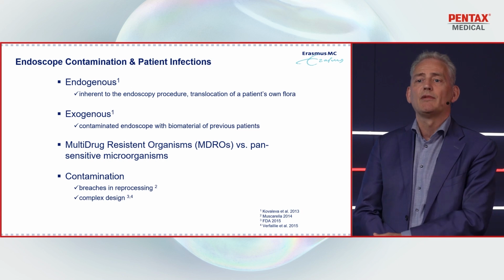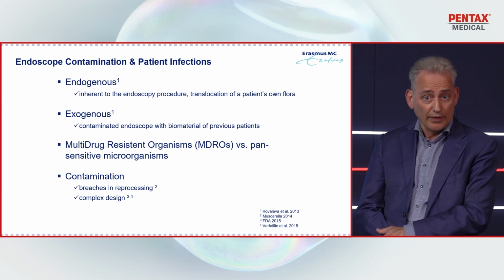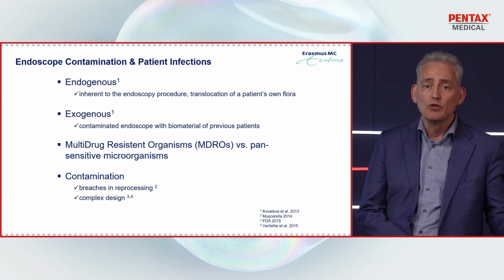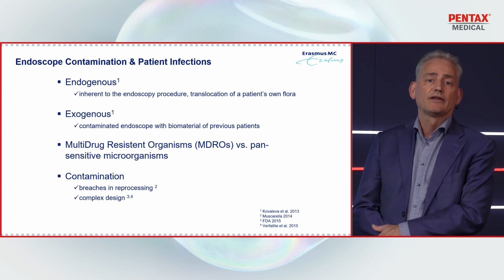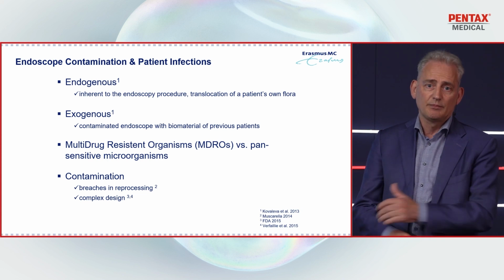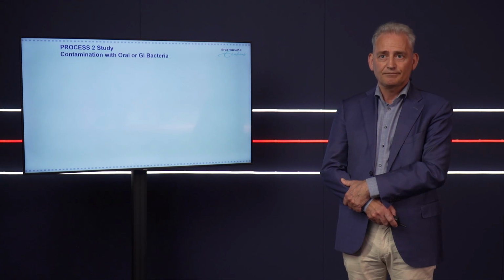If we talk about contamination, we often talk about breaches in reprocessing, and that's very true. We know these cases where there were breaches of reprocessing and there were documented patient infections. But there are also reports where it seems that there were no breaches in reprocessing and where still patients were infected. And in all probability, that has to do with some of the complex designs of certain scopes, including duodenoscopes, ERCP scopes, and US scopes, in particular because of their mechanisms, the multiple channels, and the elevator.